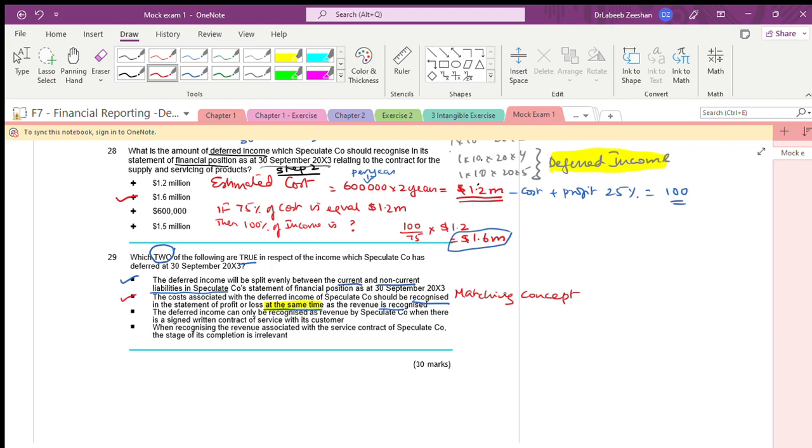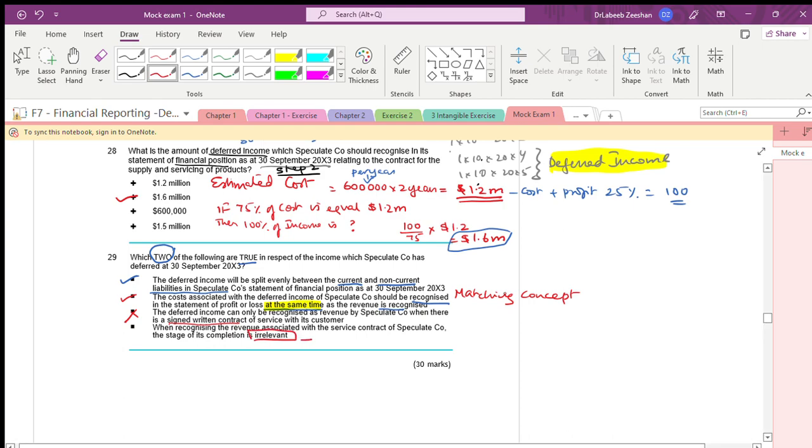The deferred income can only be recognized as revenue when there is a signed written contract. No, there is nothing like a signed written contract. We cannot change or modify the changes. When recognizing the revenue associated with the service contract of the speculative company, the stage of completion is irrelevant. No, it is relevant. It is what we have done.